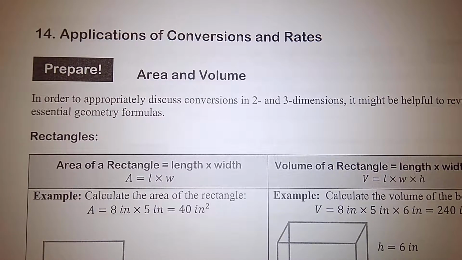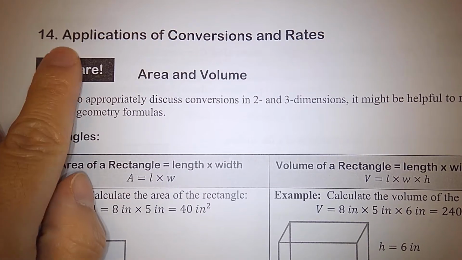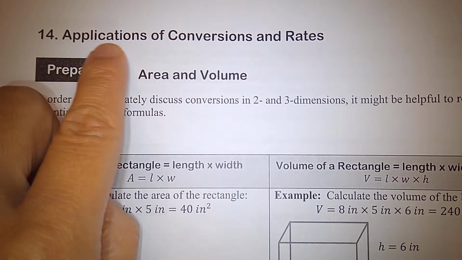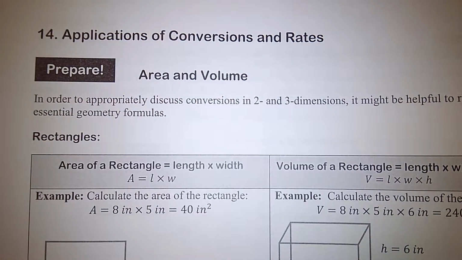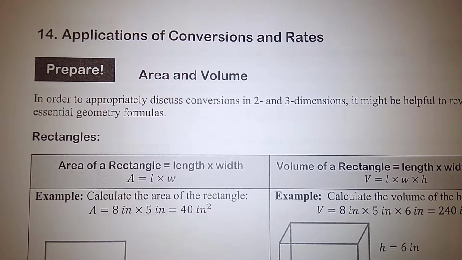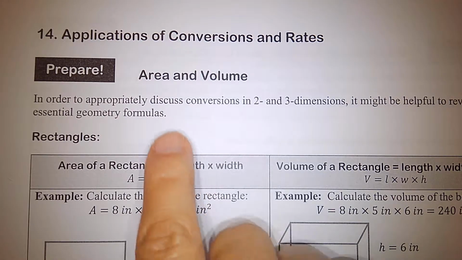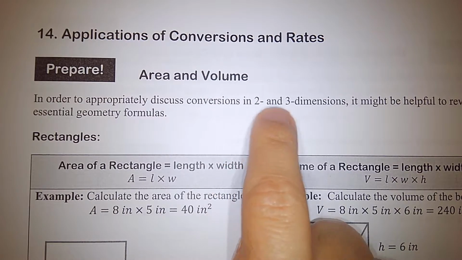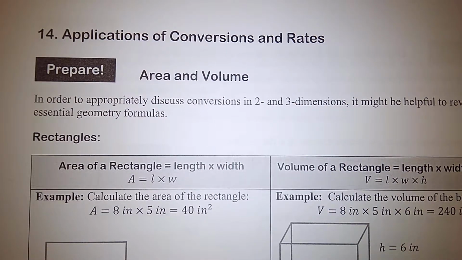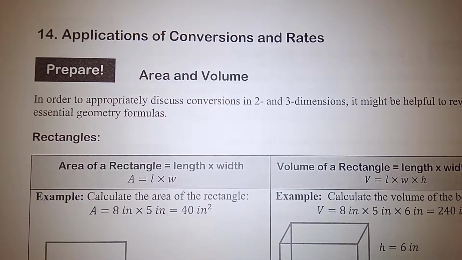Alright, so this is on page 171, section 14, applications of conversions and the rates. As we just talked about, section 14 can be split into two parts. The first part is about extension of the conversions from section 13, but we're doing more dimensional conversions. We're going to talk about 2 and 3 dimensional conversions. So I will just assign the pages that we're going to cover for this conversion part.